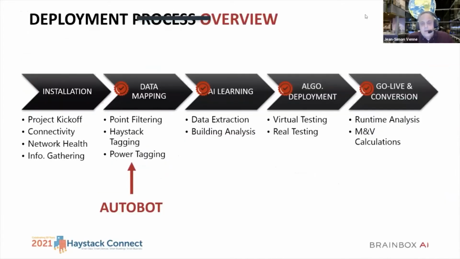So when you look at the detailed process of deploying this AI in a building, it really develops in 5 different big steps. And I'm just going to focus, because we're really limited on time during this presentation, on the data mapping, which is the second step, which is composed of things like point filtering, Haystack tagging, and the power tagging. So these are the special tags that give us the energy consumption of equipment. And this is where Autobot fits in.